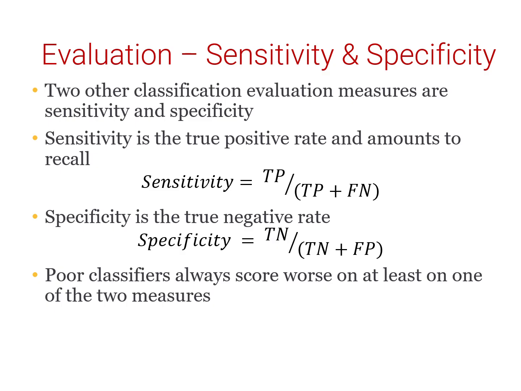A high sensitivity indicates that the classifier is able to capture a large proportion of the positive instances, minimizing the number of false negatives. This is particularly important in scenarios where missing positive instances can have severe consequences, such as in medical diagnosis or fraud detection.